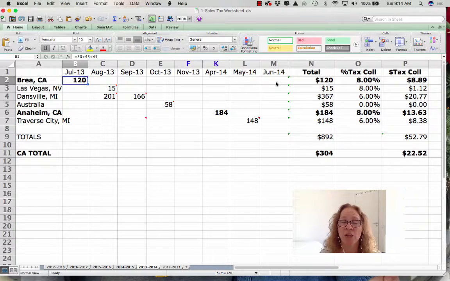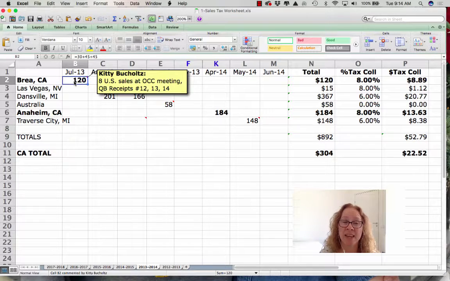Then I went through, it could be your checkbook, your financial software, and I made a list in the rows on the left that were all the locations, all the physical locations where I sold physical product. So for instance, I sold books at a writer's meeting in Brea, California in July, the first month of that tax year. And so I have Brea, California in the row, July 2013 in the column, and in that cell I have 120 for $120.